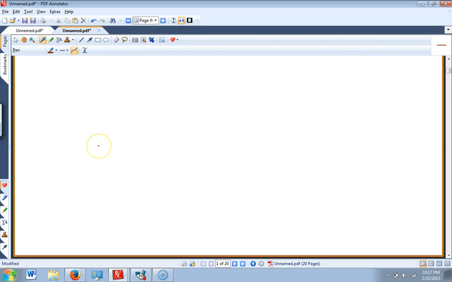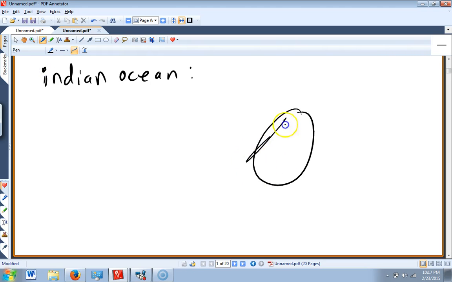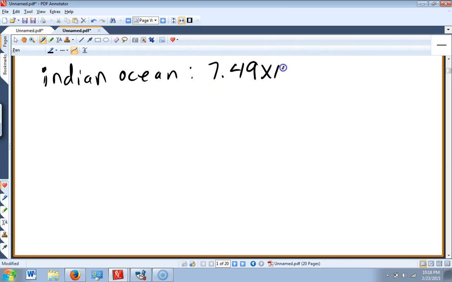So let's say I was being really complicated and just wanted to mess with you. And I told you that the Indian Ocean is, let's see, this is their surface area. So we're talking about how big the oceans are, how much of the earth they cover. Back to my little earth, round and covered in water. So we're going to talk about just how much water is there on the earth. The Indian Ocean is 7.49 times 10 to the 7th kilometers squared, also metric.